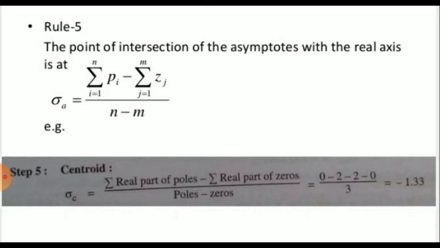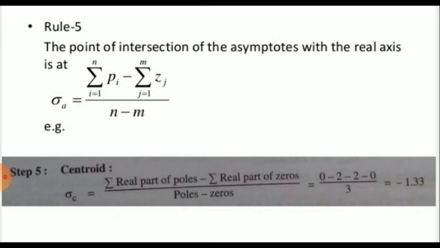Then you have to find out the location of asymptotes. So the location of asymptotes in the S plane is given by this rule. All the asymptotes intersect the real axis at a common point known as the centroid, denoted by sigma. So after finding out the angle of asymptotes and the number of asymptotes, you should know from where you have to draw these asymptotes, that is called a centroid.